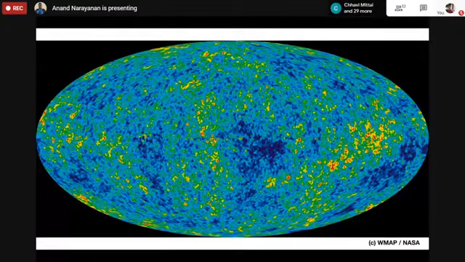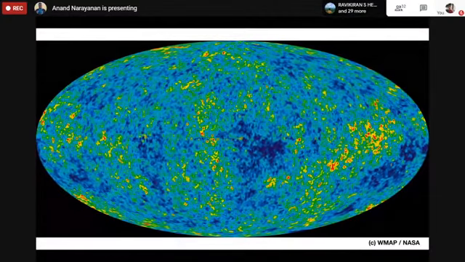The intensity of that background peaks at microwave wavelengths corresponding to a temperature of roughly 3 Kelvin, that is 3 degrees above absolute zero. And what you're looking at here is an intensity map of that cosmic microwave background radiation, which is coming to us from all directions. Okay, so it is omnipresent. There is no place in this universe where CMB photons are not present.